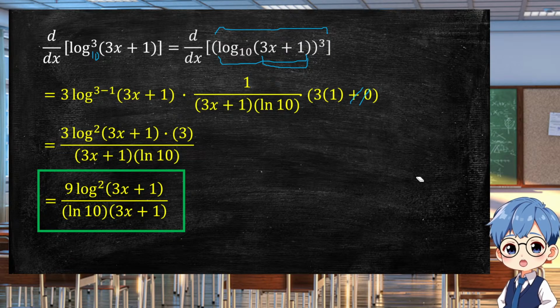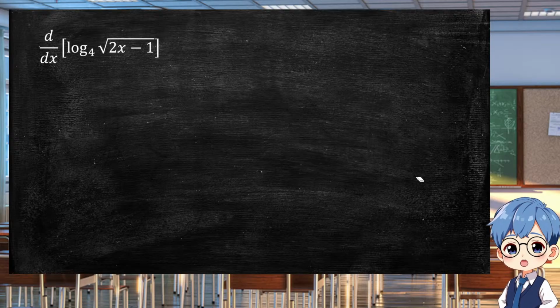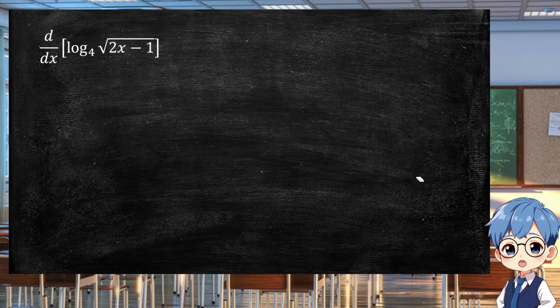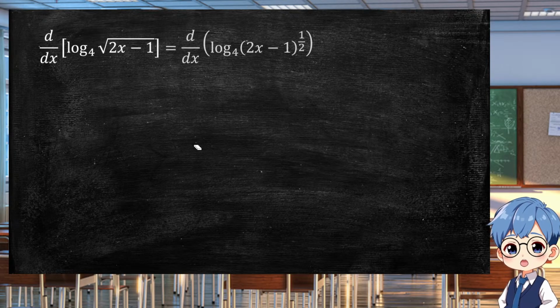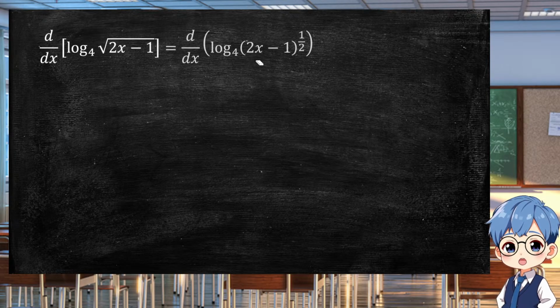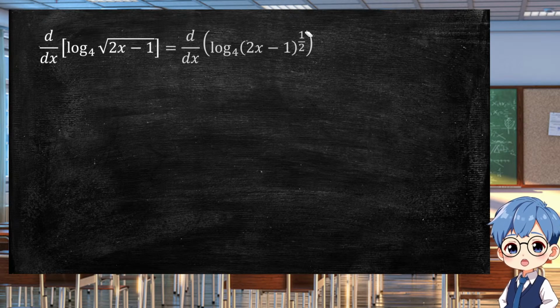Okay, so next example. Let's have a logarithmic function with a radical argument. In this case, square root of 2x minus 1. So we have log to the base of 4 of square root of 2x minus 1. We can rewrite this one as log to the base of 4 of 2x minus 1 raised to the power of 1/2. Because again, square root is just a fractional exponent with 1/2.